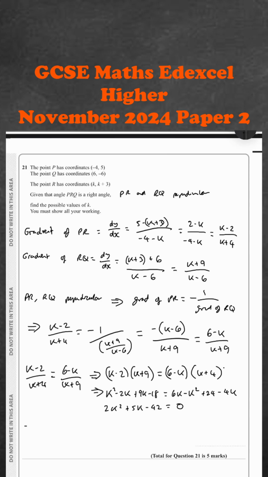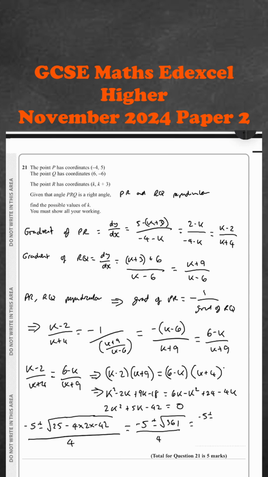Do the quadratic formula. Minus b plus minus the square root of b squared minus 4 times a times c all over 2a. It's going to be minus 5 plus minus the square root of 25 minus 4 times 2 times minus 42. The minus signs cancel out. We've got 336 plus 25, 361 over 4. And hopefully 361 has a square root. It does, 19. So minus 5 plus minus 19 over 4.